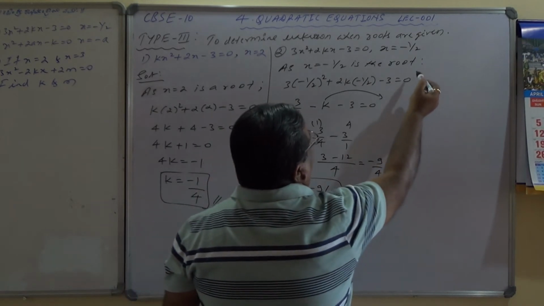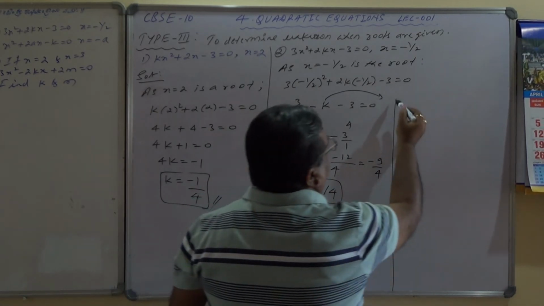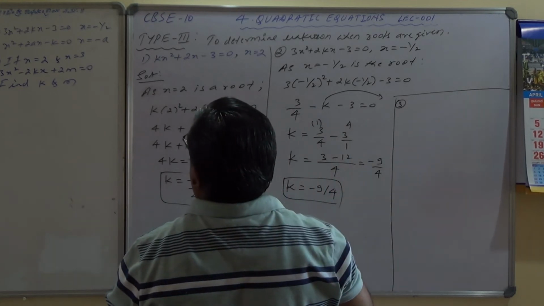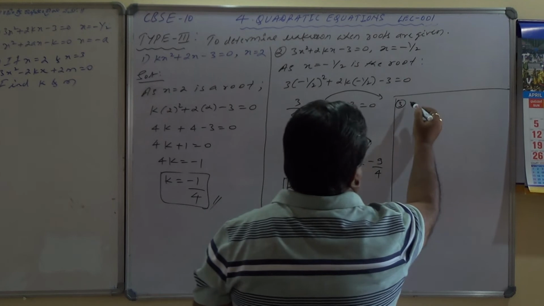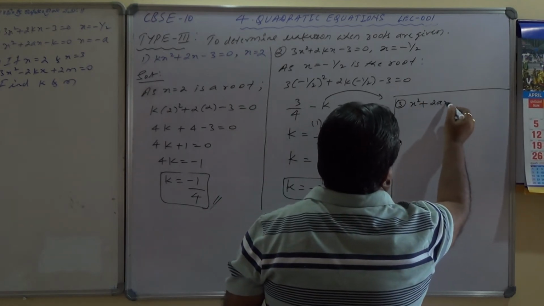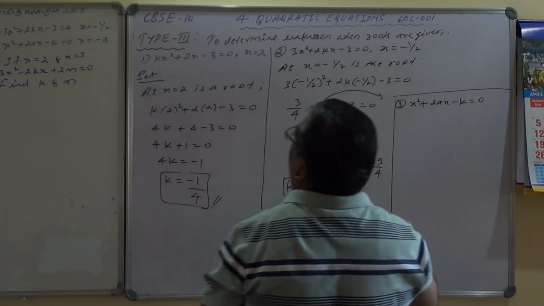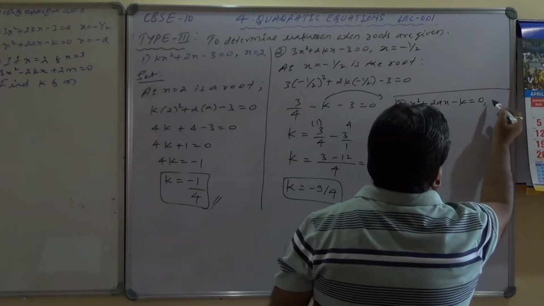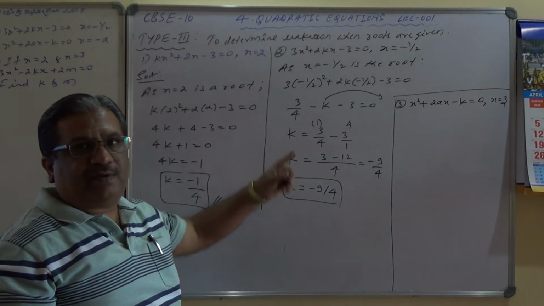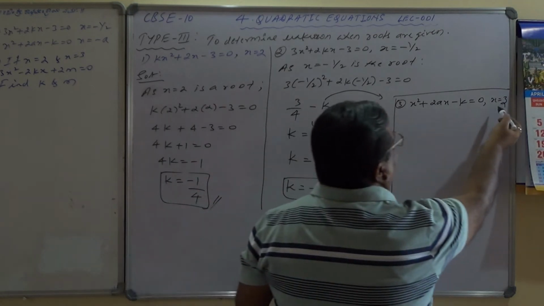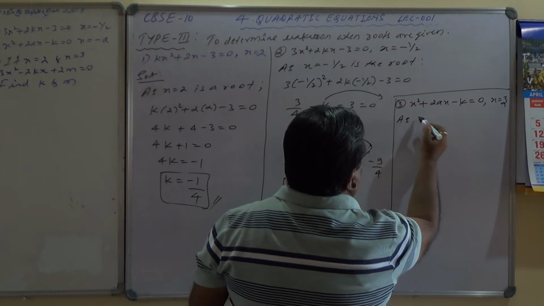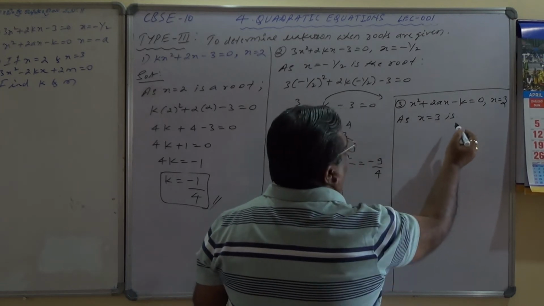Let me take one more example now. Third one: x square plus 2x minus k equals 0, and x equals 3. x equals 3 is the root there. I hope you are able to see clearly. x equals 3 is the root here. So this ought to solve, as x equals 3 is a root.